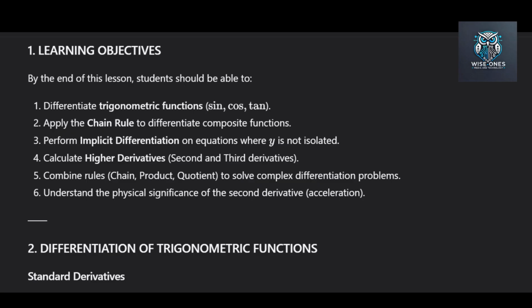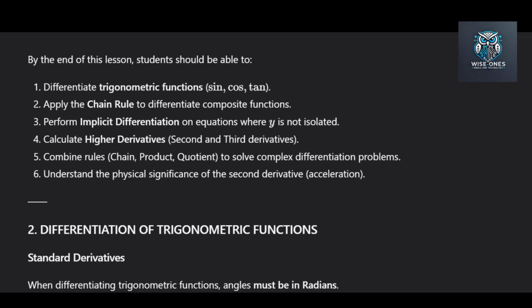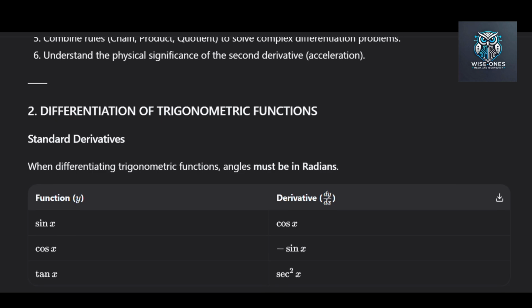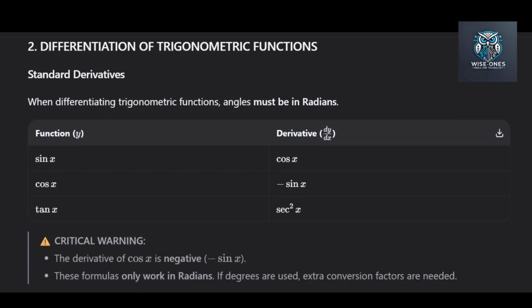Let us start with section 2, differentiation of trigonometric functions. When we differentiate trigonometric functions, there is one very important rule. Angles must be in radians. If you use degrees, the formulas will not work correctly. So always check your calculator mode or assume radians in calculus.